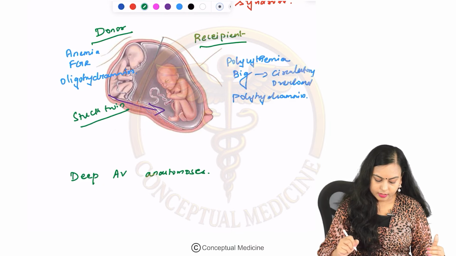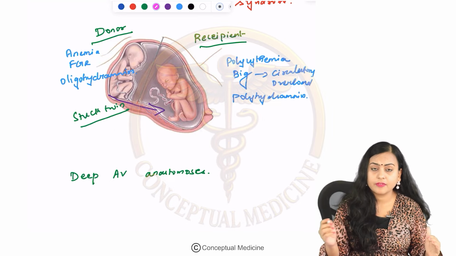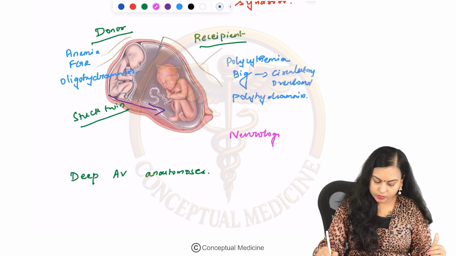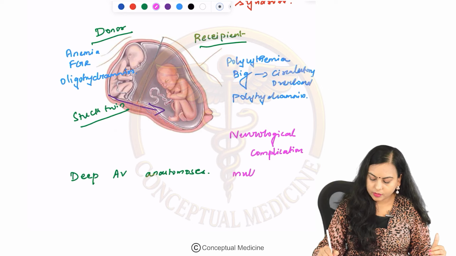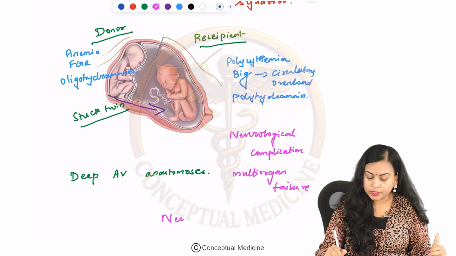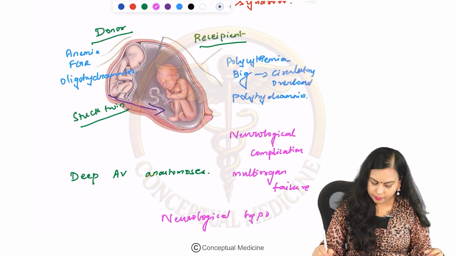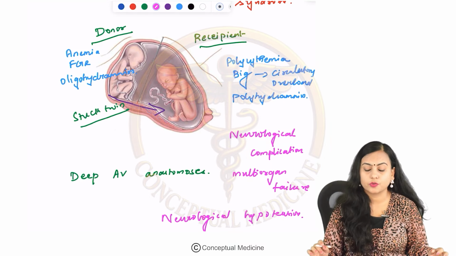And if one fetus is dying, then what happens? The surviving fetus will suffer from neurological complications as well as multi-organ failure, because there will be hypotension, right? So this one you have to know.